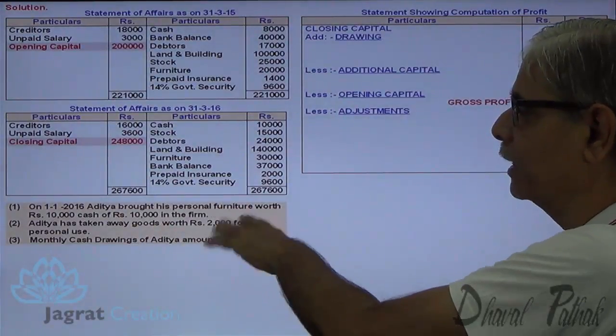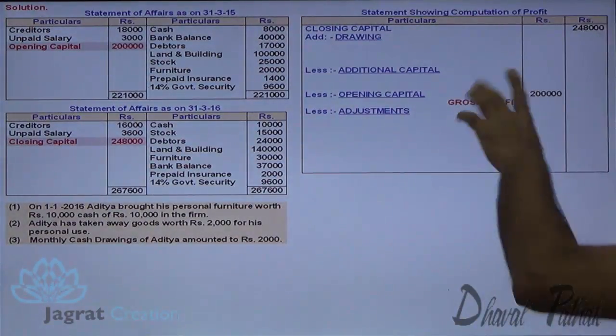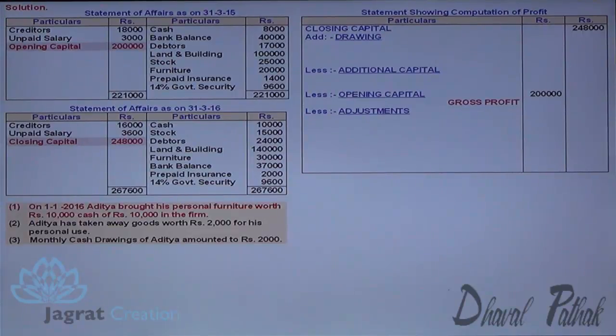And cash 10,000 in the firm. So additional capital brought. So additional capital effect will be given in the capital comparison statement. So furniture and cash brought as additional capital. So total additional capital brought works out to be 20,000.